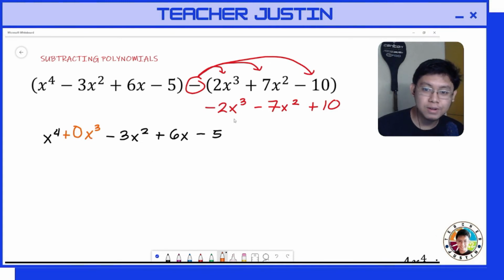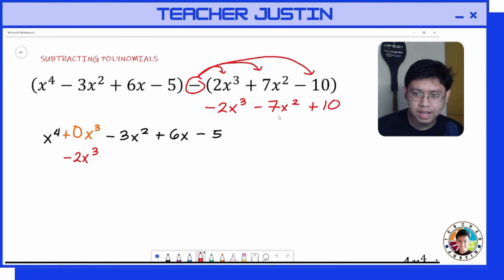Next, let's write our second polynomial. Our second polynomial is negative 2x cubed. So we will align it with 0x cubed. Negative 2x cubed will be placed under 0x raised to 3 because they are like terms. They have the same variable and same exponent.